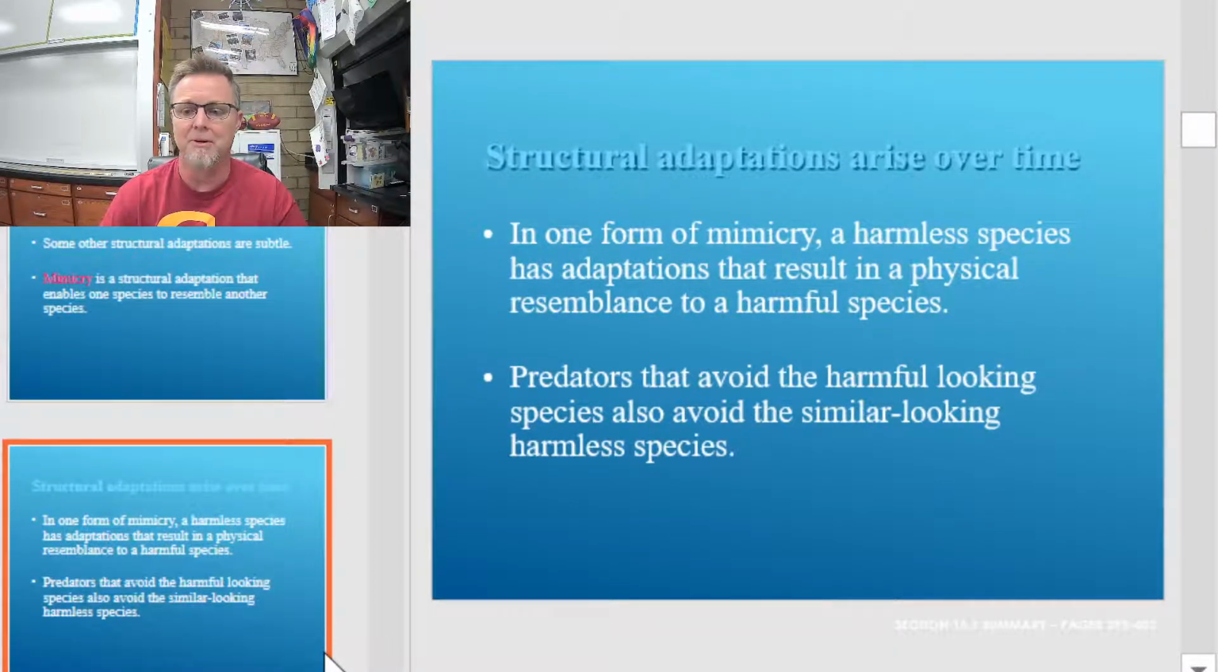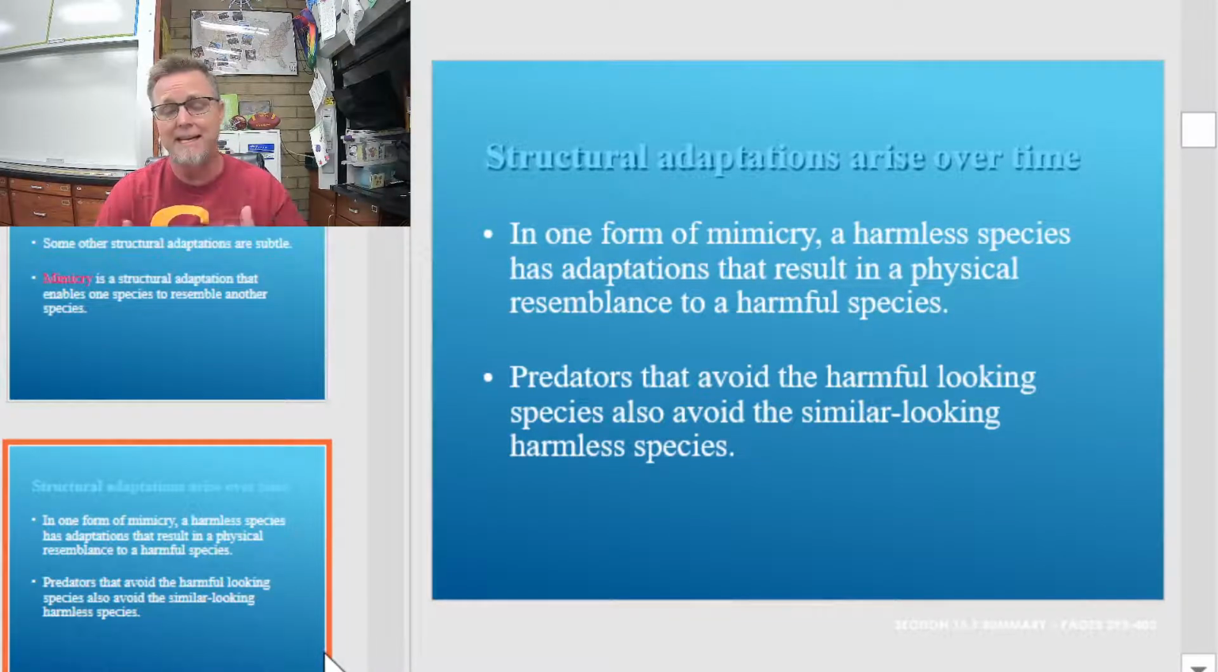In one form of mimicry, a harmless species has adaptations that result in a physical resemblance to a harmful species. Again, I like to refer to this as being born with a lucky birthmark. Like, maybe you're born kind of looking like a wasp or a bee. You don't have control over the black and yellow fur color or hair color that you're going to get from your parents. It just happens, right? And because you kind of look like something that's harmful, well, other creatures will leave you alone because maybe that actual harmful thing did something to them, like sting them on the nose.